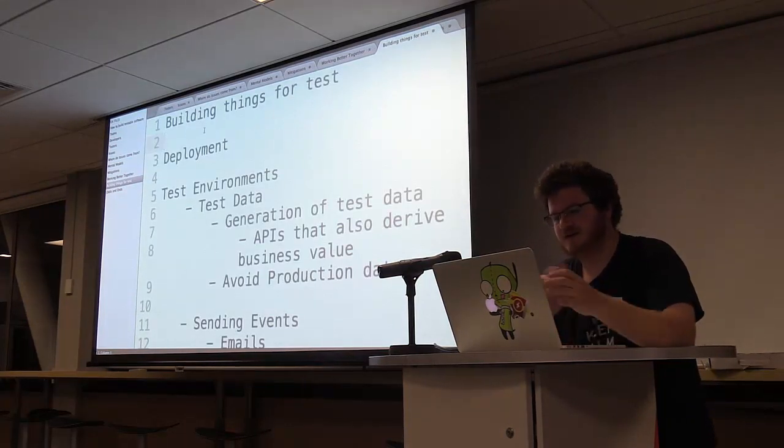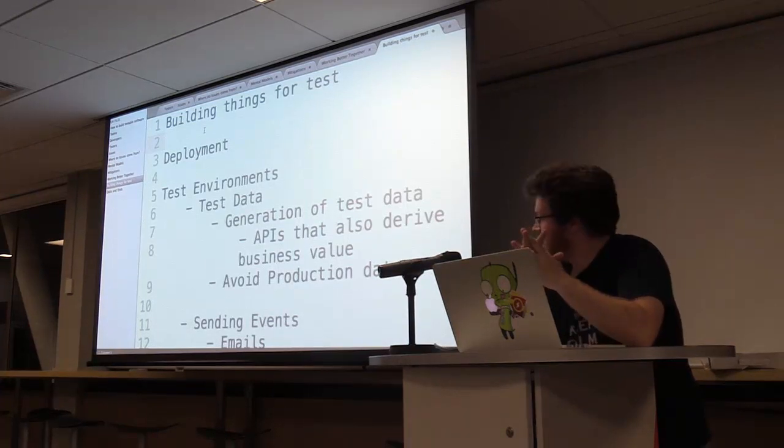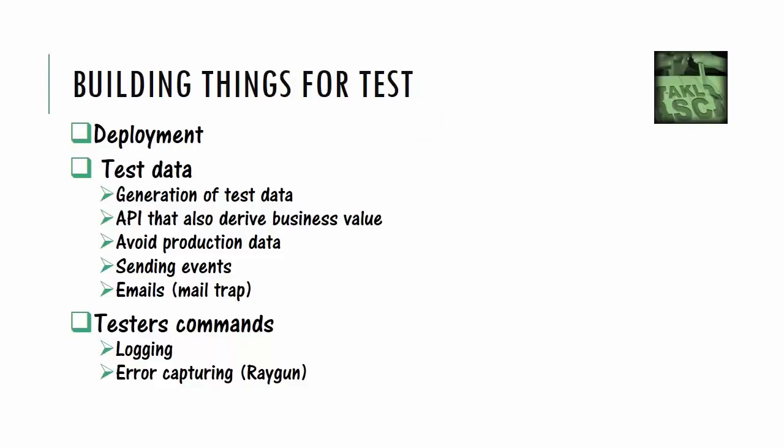And where are we? Right. Building things for test. So those were things that you could do around code to make it easier to investigate software and make sure that it's doing the right thing. But there's things that you can do with your code and with your development lifecycle that makes it much easier to test. And the biggest one, absolutely the biggest one, is having a deployment system.